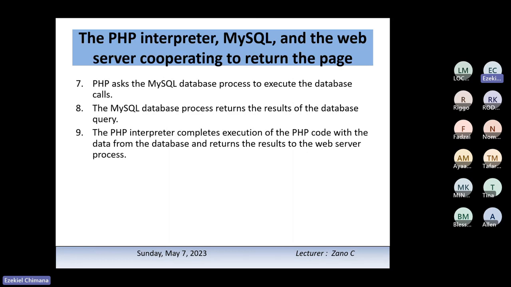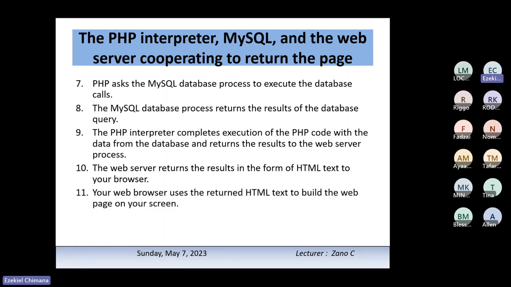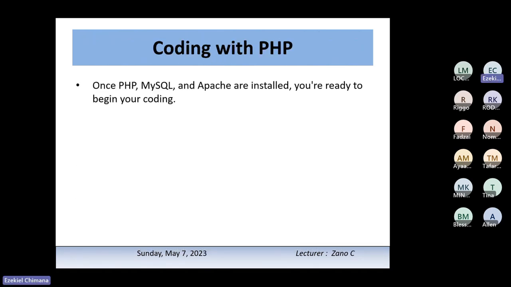You see the dynamic part of it. You're now able to check the login details from the database, and then you do the processing there. After that, you can return the result, just like that. So your web browser now uses the returned HTML text to build the web page on your screen, just like that. So let's talk about coding with PHP.